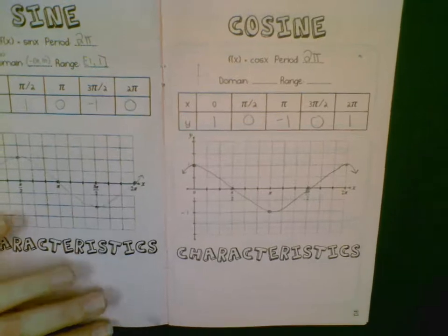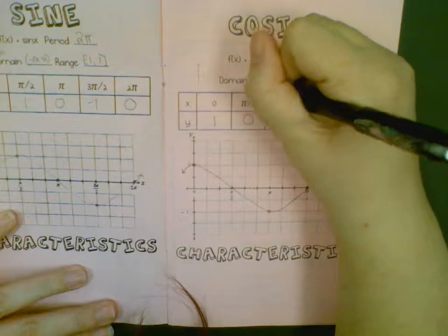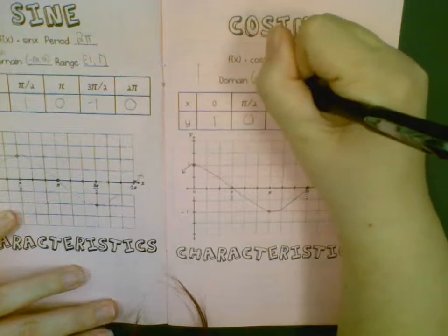So our domain for this, can we plug in any angle measure we want? Yes, so our domain again is going to be -infinity to infinity.